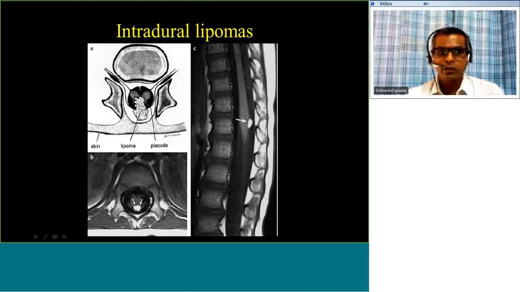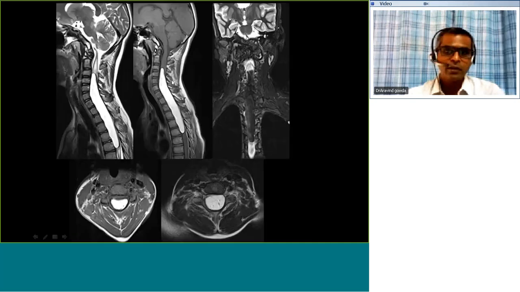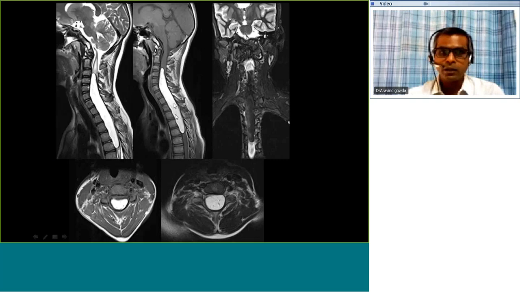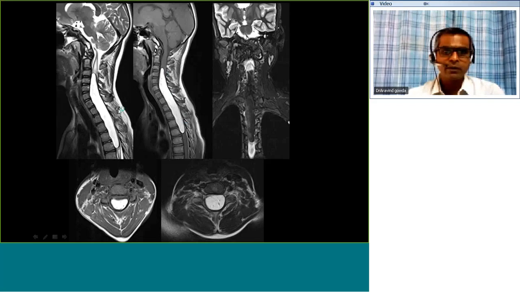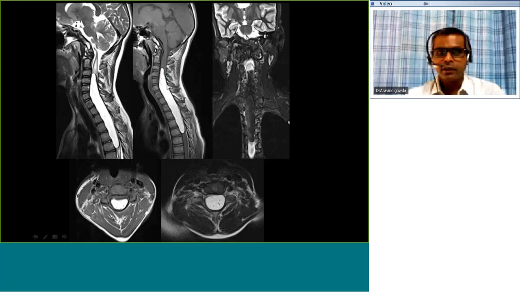So this is what eventually forms this lipoma, which is iso-intense to the subcutaneous fat in all the sequences, that is, hyperintense on both T1 and T2 weighted images. So this is one intradural lipoma. You can see there is a large intradural lipoma located at the cervicothoracic level, which is hyperintense on both T1 and T2 weighted images.